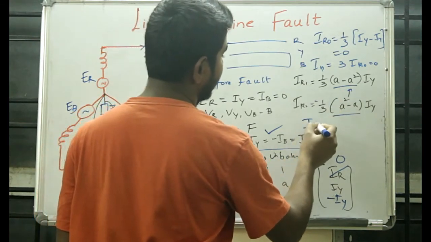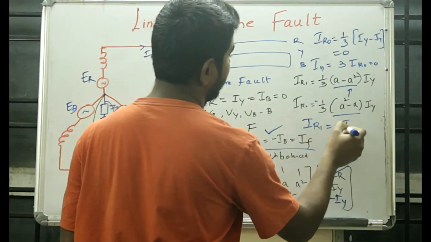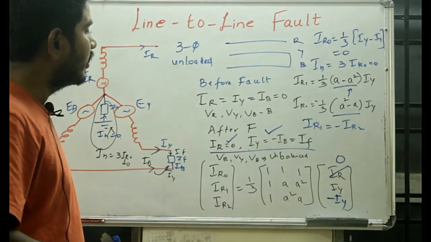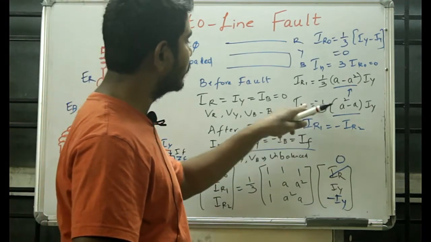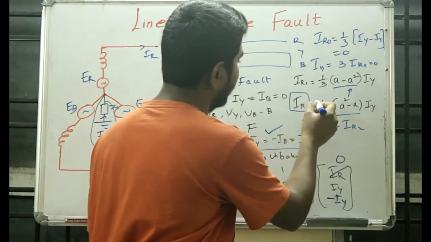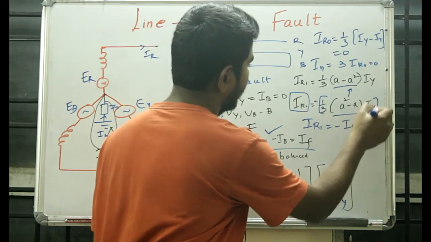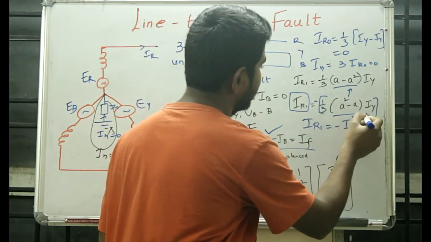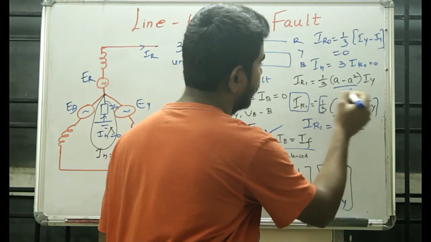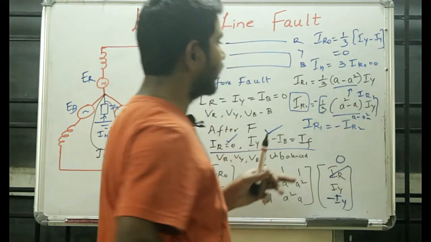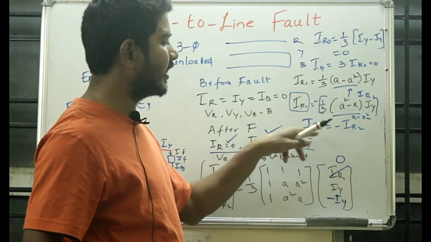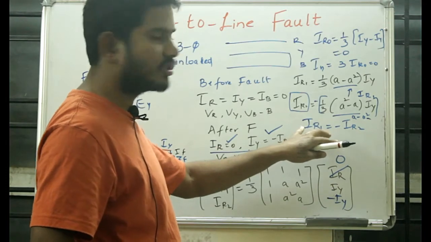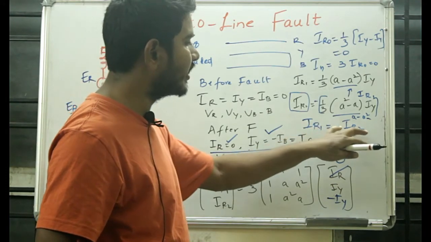So what we can write is IR1 is equal to minus of IR2. Or you can write IR2 will be equal to minus of, if you take minus common, this will be again a minus a square. So you can write this whole term as IR1. That means your IR2 is equal to minus IR1 or IR1 is equal to minus IR2. We have got a relation between the positive sequence component of the current and the negative sequence component of the current.